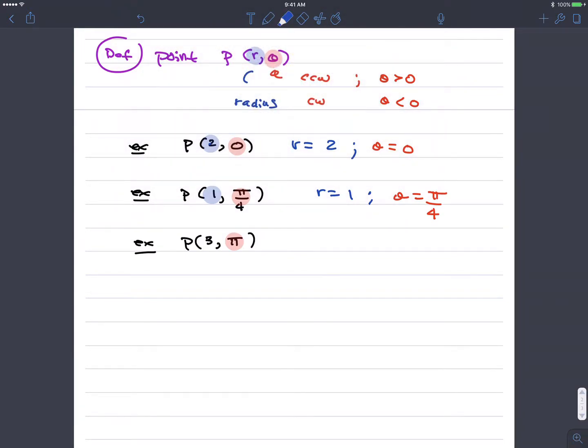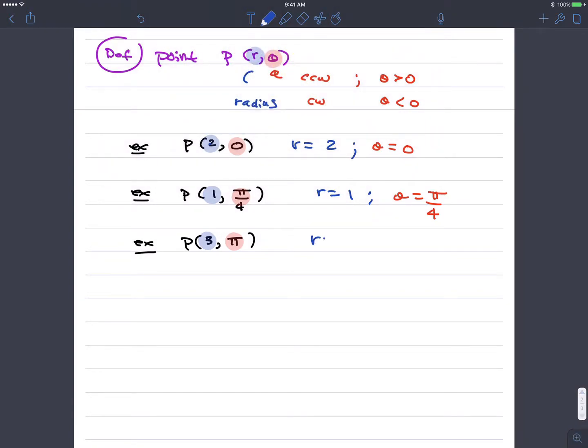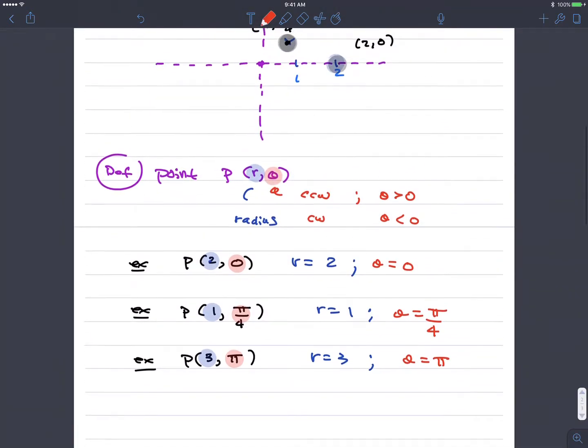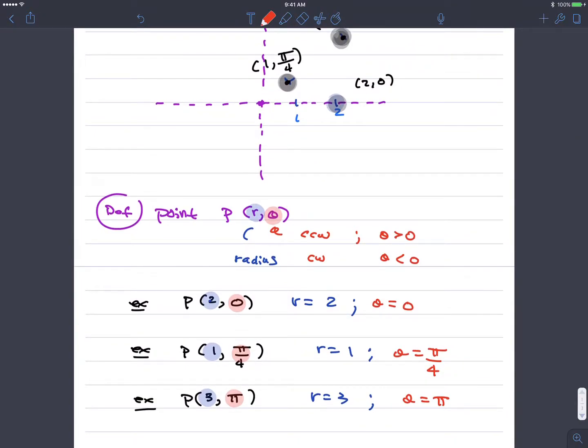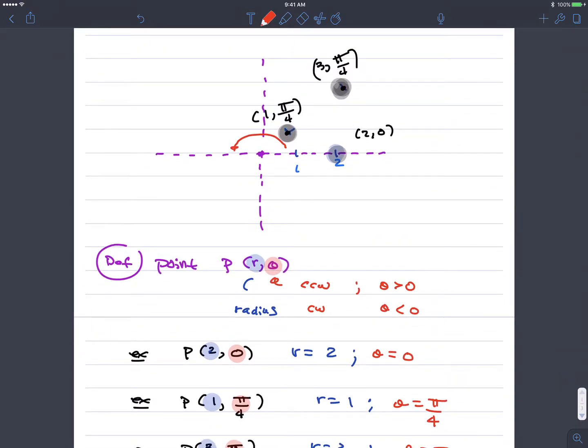And what's my radius? 3. Okay, let's write this down. Our radius is 3. What's the angle going to be? Pi. 180, good. So 180 would be, remember, rotating. That angle's positive. That's a positive 180. So we're looking at here, starting on the polar axis, rotating 180 degrees.